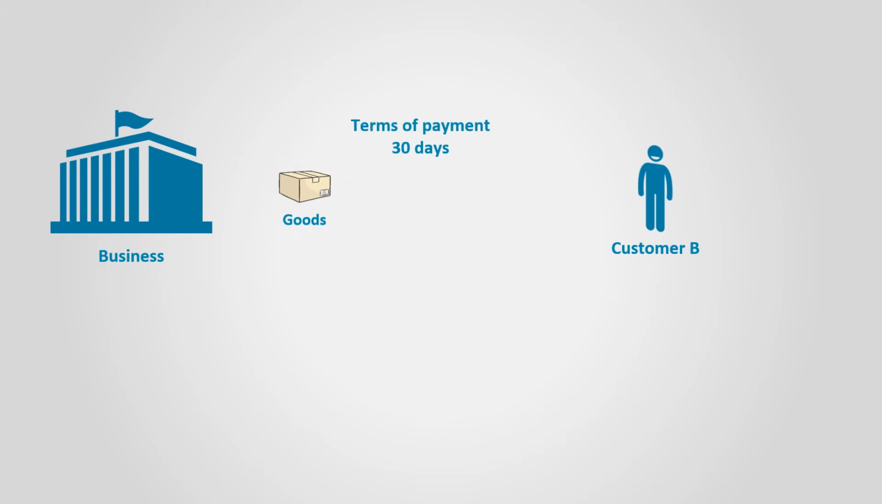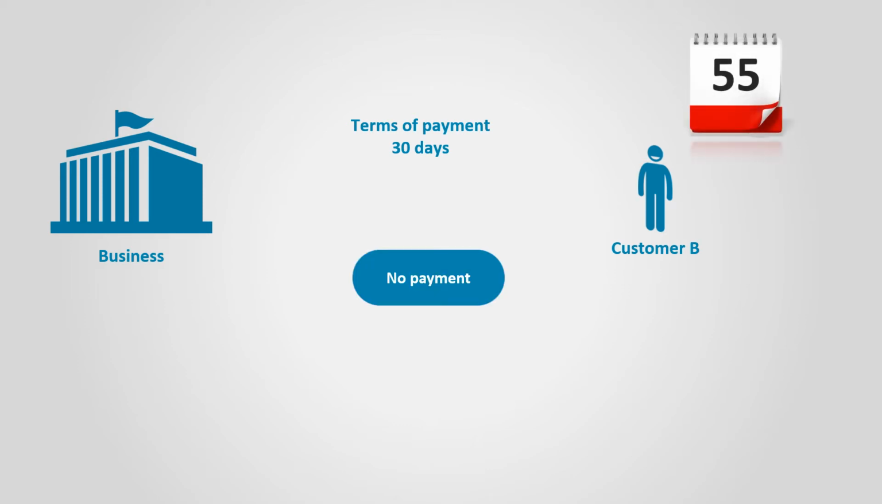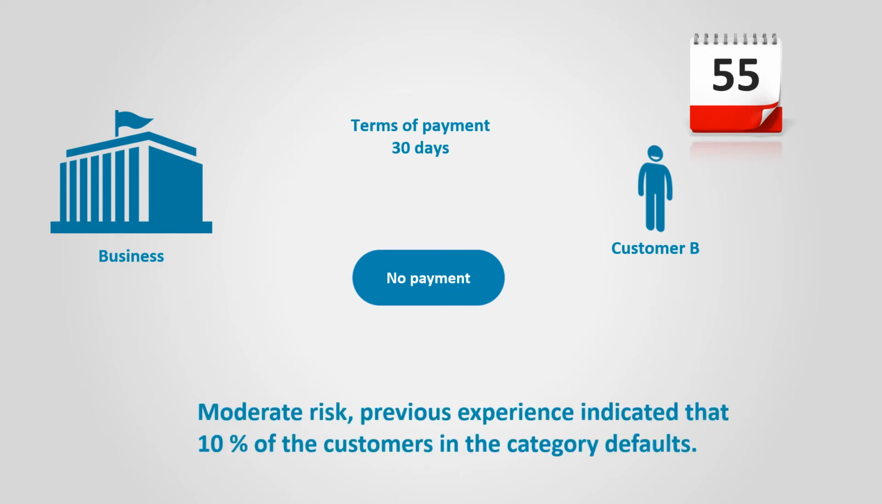Now let's assume that the company sold goods to customers with terms of payment within 30 days. At the end of the accounting period, 55 days passed since that sale. The customer didn't pay, so this amount is overdue and the customer is delaying. That is a more risky customer. Previous experience indicates that only 10% of customers default if they fall in the period of 2 months after the due date.